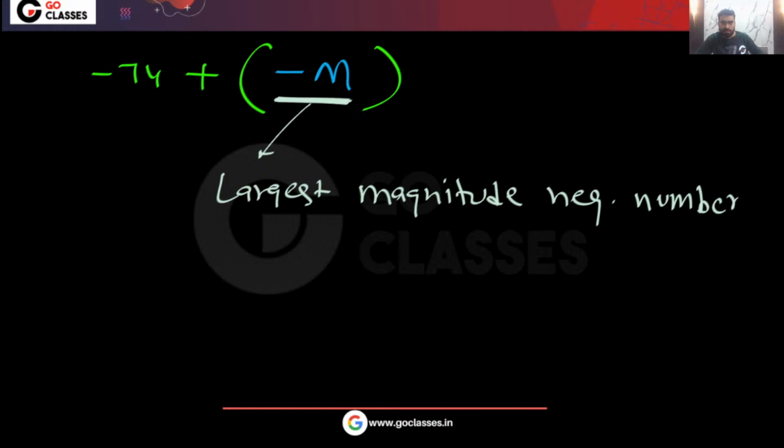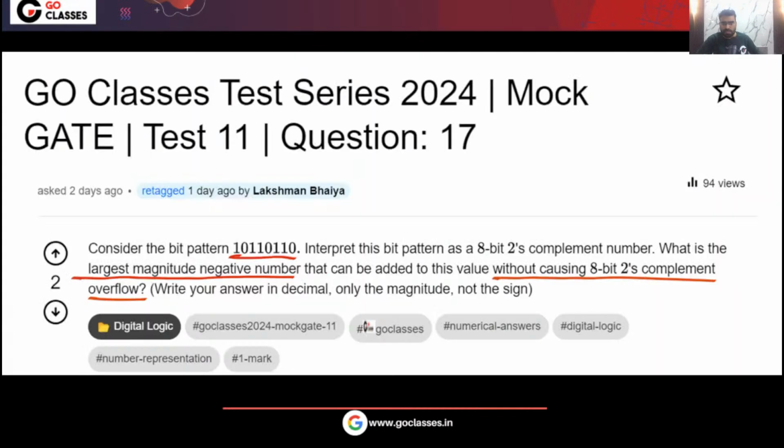Which you can add such that no overflow occurs. Remember, this must be the largest magnitude negative number which you can add to the given number such that no overflow occurs. No overflow should happen. Is this clear? Very simple. The question is saying you should not have 2's complement overflow.